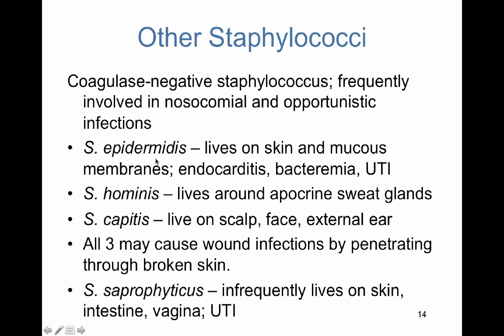Now, some other species worthy of mentioning here, and all of these are again coagulase negative, so it's only coagulase positive Staph aureus. But all of these, Staph epidermidis, hominis, capitis, saprophyticus, are associated with potential wound infections by penetrating through broken skin. And the last one here, saprophyticus, we see causing urinary tract infections. So this is another causative agent of UTIs along with E. coli and a few others that we will see in chapter 19.